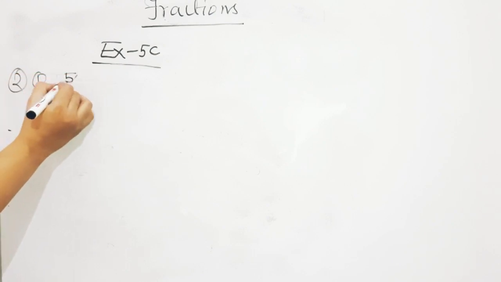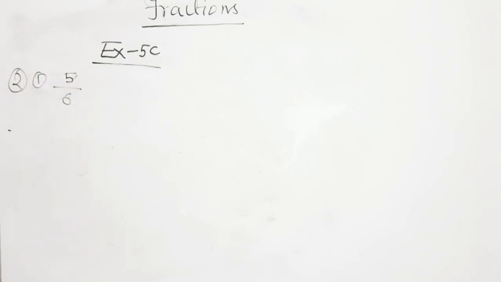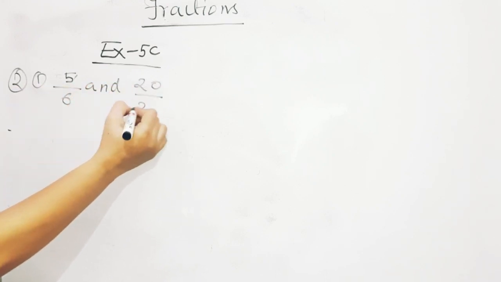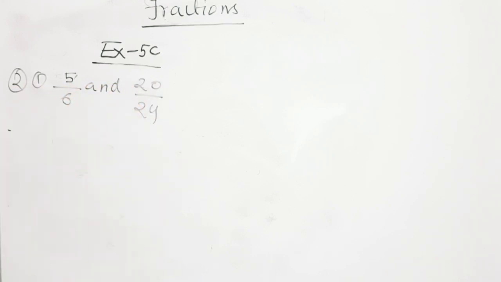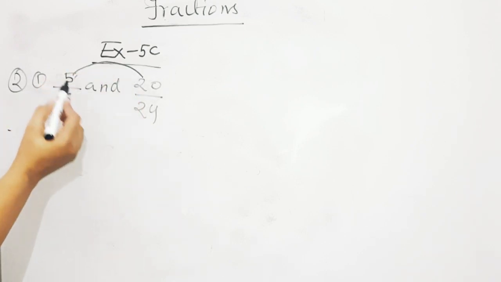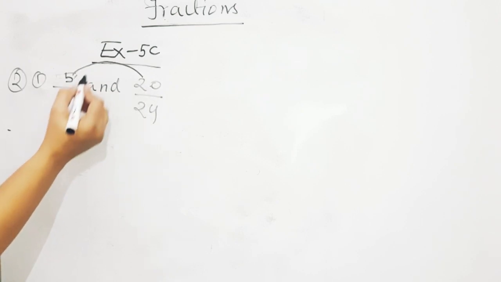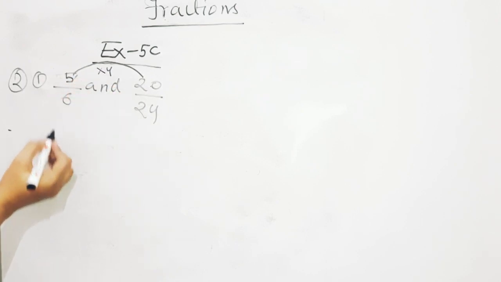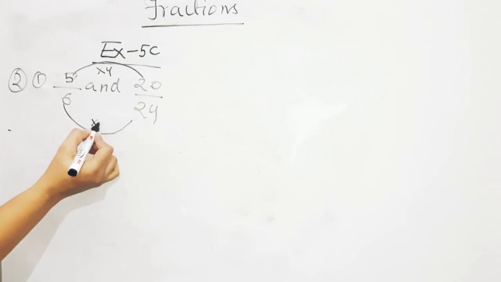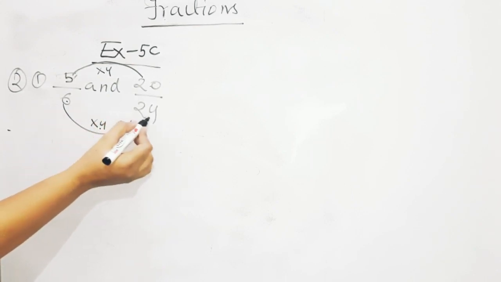So the first option is 5/6 and 20/24. So we have to check whether both the fractions are equivalent fractions or not. Now I told you what to do to check. Now your 5 is multiplied by what? When does 20 come in the table of 5? 5 4s are 20. Now when does 24 come in the table of 6? 4 times 6, 4 6s are 24.